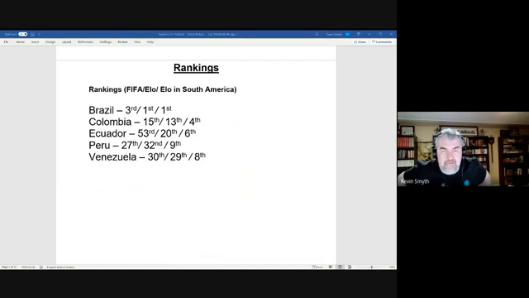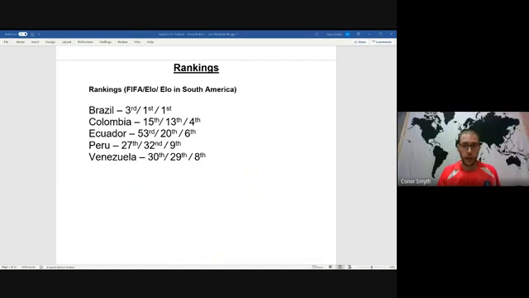Let's take a look at Venezuela. Venezuela are 30th in FIFA and 29th in ELO, which is where they've been kind of fairly steadily over the past 3 years. But this is a good historical period for them. They were 83rd in FIFA and 58th in ELO in 2015. And at the start of the century, they were 111th in FIFA and 103rd in ELO.